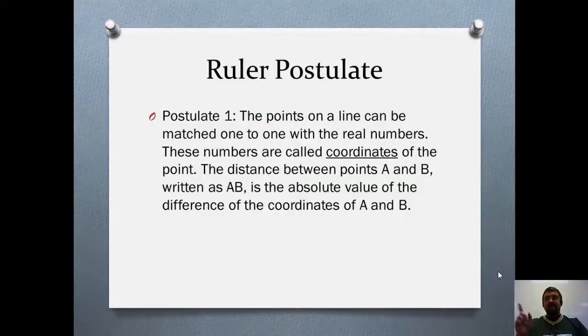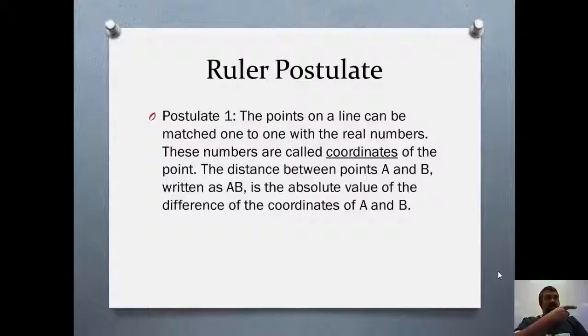Yes, but not entirely. Mr. Hodenstein, the points on a line can be matched one-to-one with real numbers. Those numbers being called the coordinates of the points, and when we subtract those two coordinates, we get what we call the distance between points A and B, also known as the length of AB. Sorry, the length of segment AB. Good, I see you read the book.